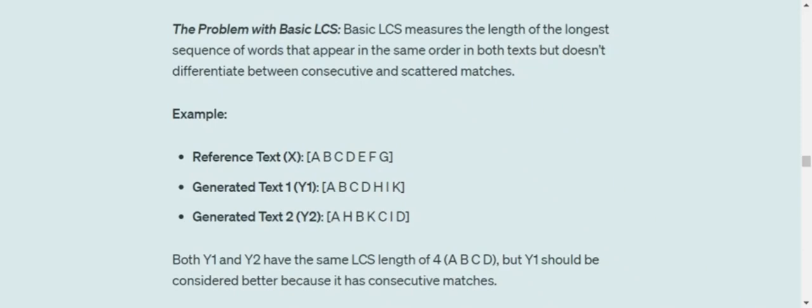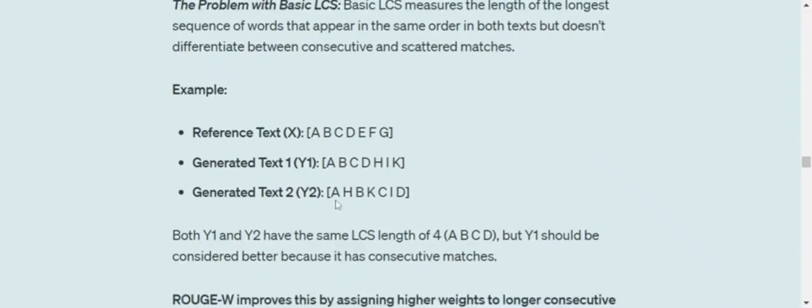This is the generated text ABCDHIK, and the other generated text is AHBKCID. Now, if you look closely, the LCS length for Y1 and Y2 is the same, that is 4, because ABCD is going in the same sequence as in the reference. Here A, B, C, and D are in the same sequence, skipping the consecutiveness.